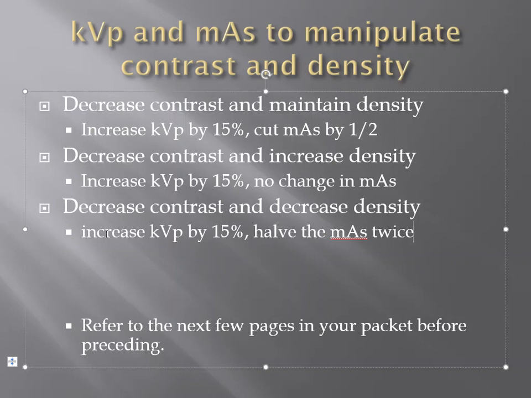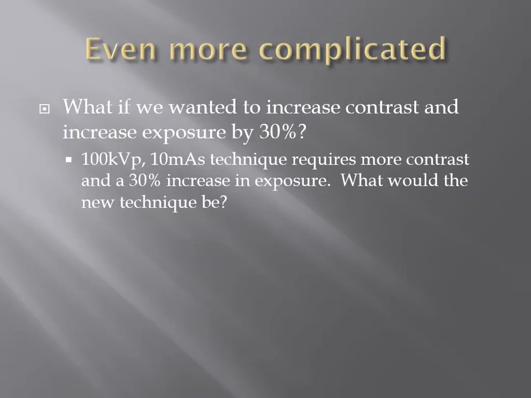And what that's going to do is, with the increase in kVp, we're going to reduce the contrast, but we want a reduction in exposure or density. So if we cut the mass in half once, that gives us our original exposure, but we want to decrease the exposure, so we're going to have to decrease it a second time. So working through some numbers.